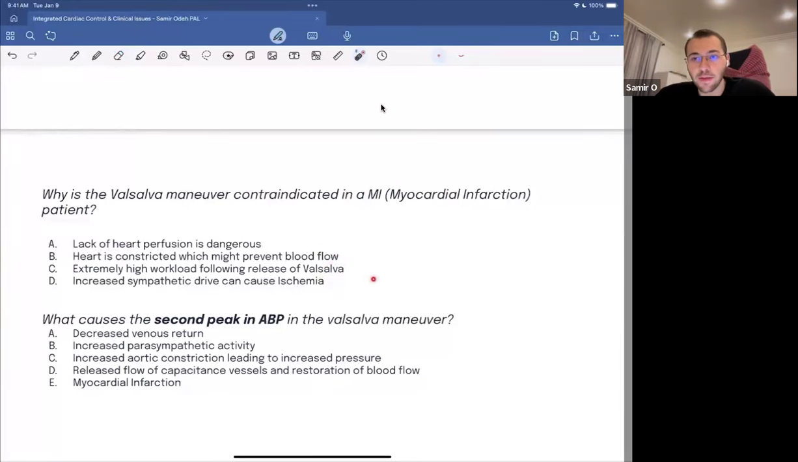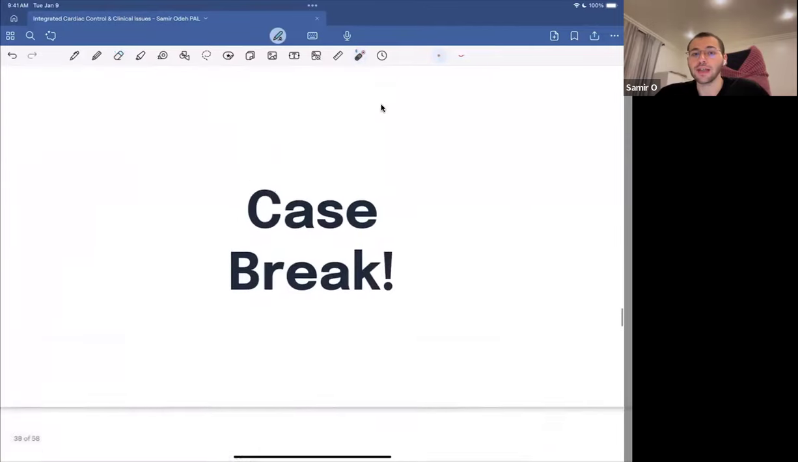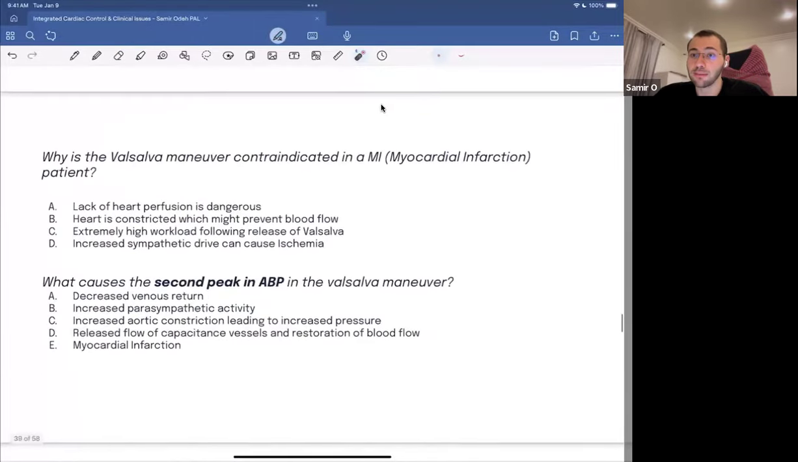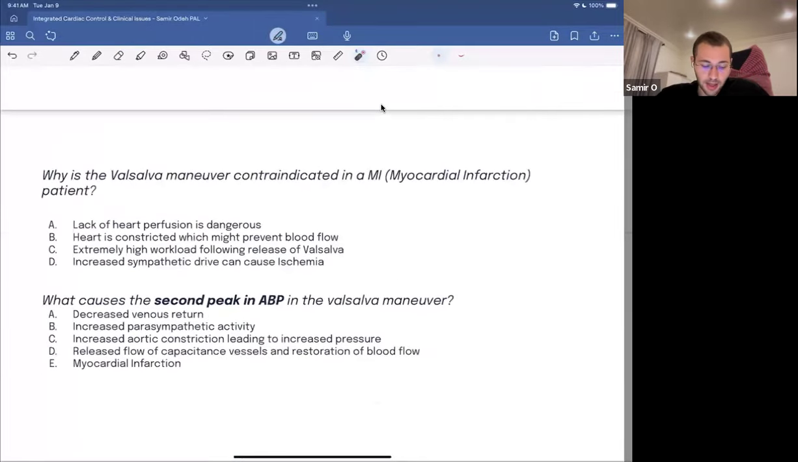So your colleagues are saying C, and that is entirely correct. Essentially, following the release of the Valsalva maneuver and following the onset of a Valsalva maneuver, we have extremely high aortic pressures, as you can see here and here. This means the heart has to work really hard, and for someone with a really bad heart, this could kill them. Now, our second question is, what caused the second peak in aortic blood pressure?